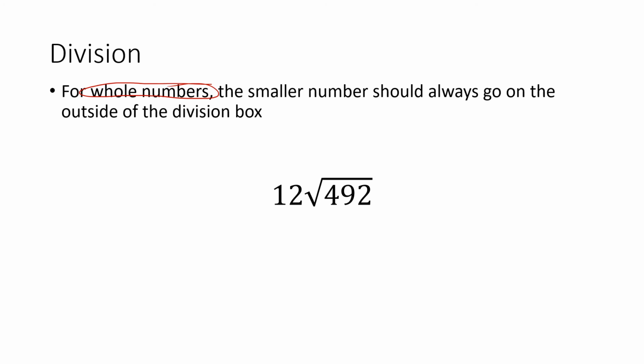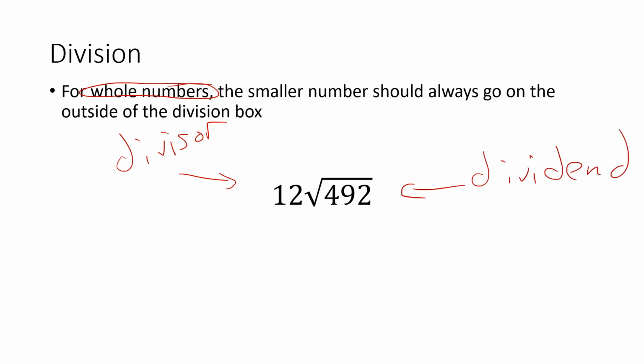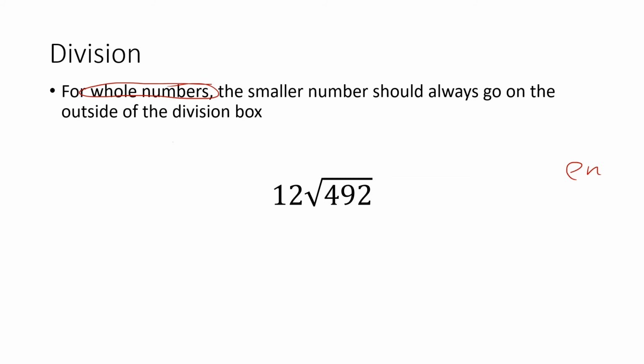So we have here 492 divided by 12. The little number on the outside, this is the divisor. The number on the inside, this is the dividend. Divisor should always be smaller, dividend should always be bigger, at least for right now when we're dealing with whole numbers. When we start using division for various purposes in fractions and decimals, then that might look different.